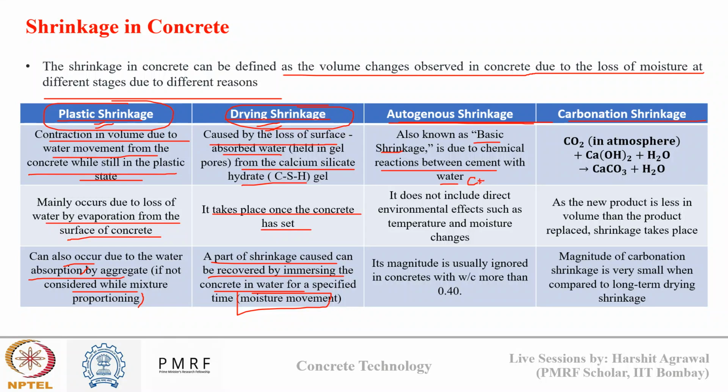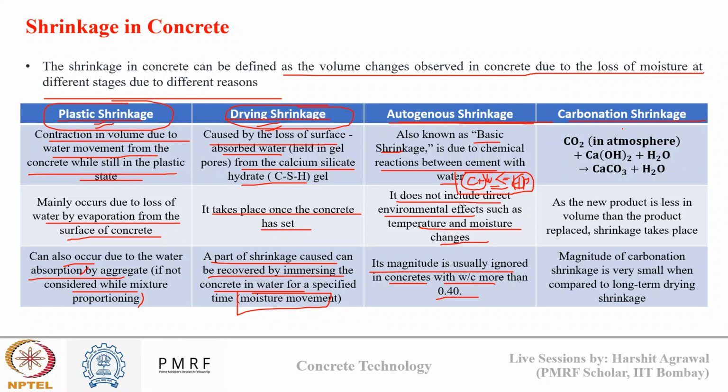So you have already seen when cement reacts with water, it forms hydrated paste which occupies lower volume compared to these individual entities. This change in volume due to chemical reaction is known as autogenous shrinkage, or sometimes chemical shrinkage. It does not include any direct environmental effects such as temperature or moisture change. It is the natural process that occurs due to hydration, and its magnitude is usually ignored in concrete with W/C ratio more than 0.4. The magnitude is also very small compared to plastic and drying shrinkage.